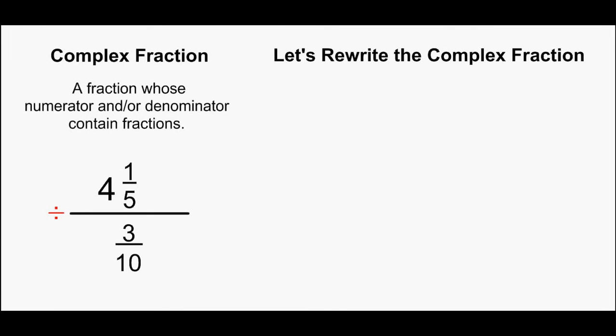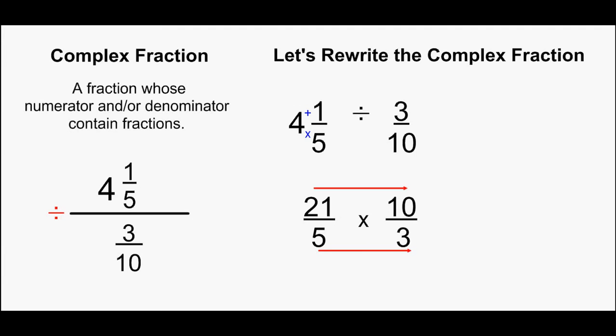Our next complex fraction has a mixed number in the numerator, 4 1/5, and a fraction in the denominator, 3/10. Let's write this as a division problem, 4 1/5 divided by 3/10. We'll need to change our mixed number into an improper fraction, 21/5, change division into multiplication, and take the second fraction and write its reciprocal.